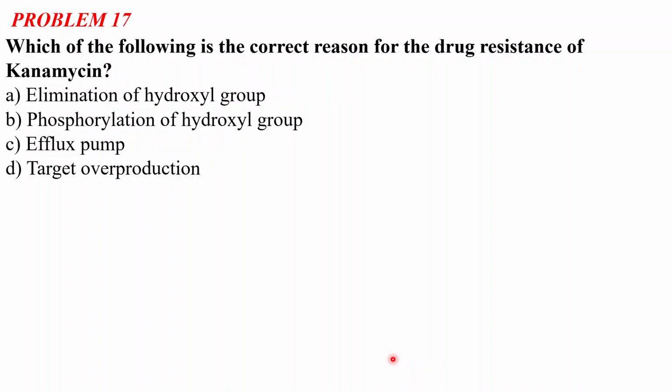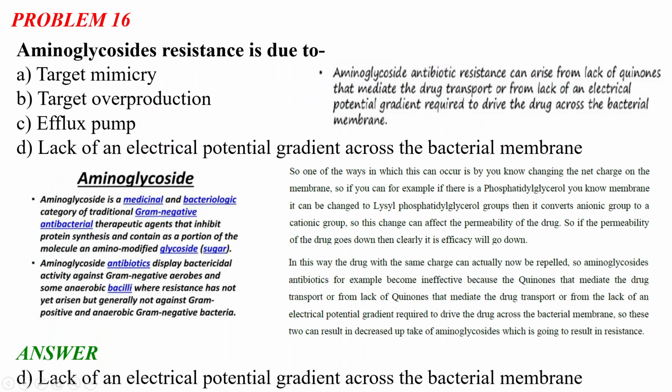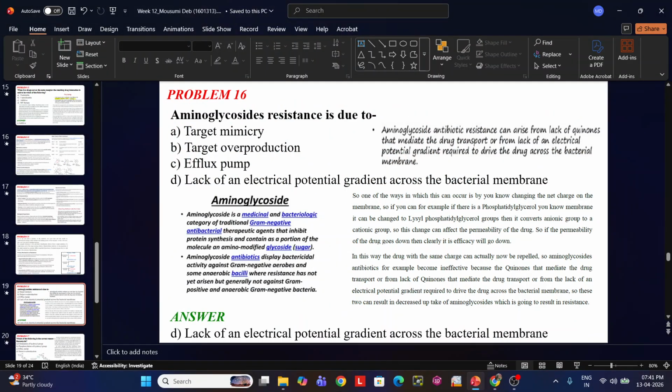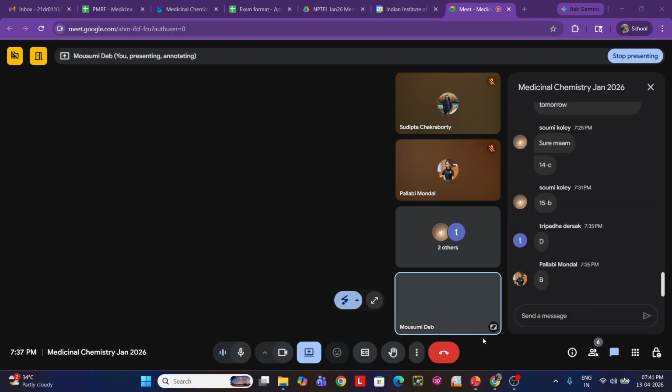Which of the following is the correct reason of the drug resistance of kanamycin? Number A, elimination of hydroxyl group. Number B, phosphorylation of hydroxyl group. Number C, efflux pump. And number D, target overproduction. Okay, let me check the chat box. Let's see if there is any answer for this problem.